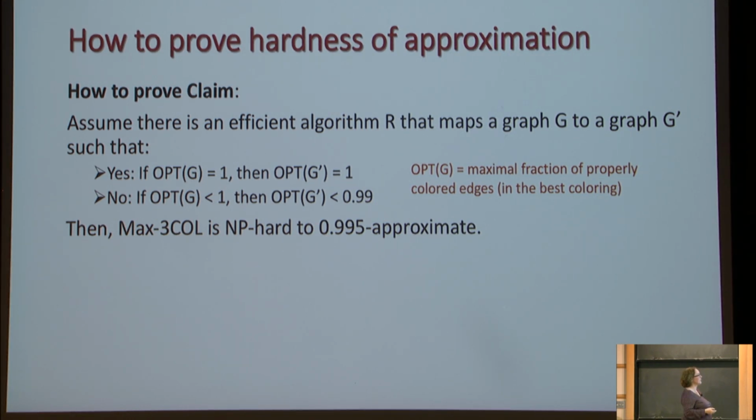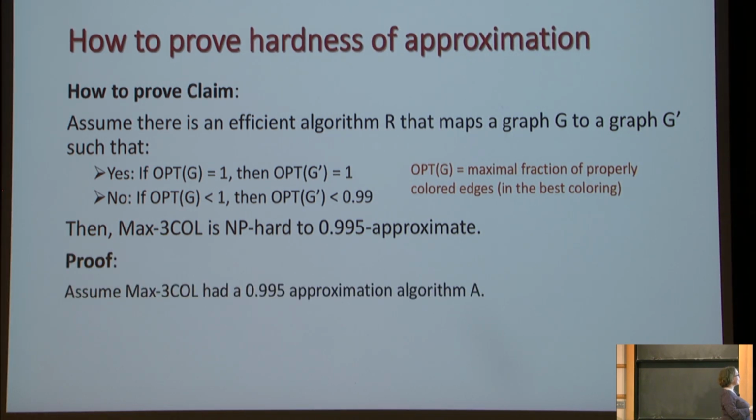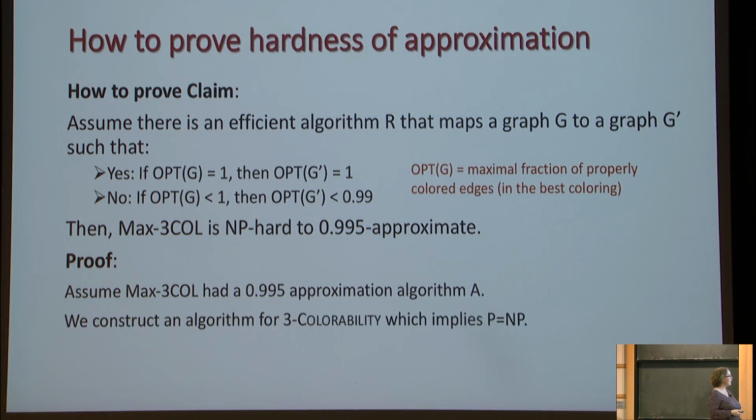Okay. Why is this correct? This is very easy. Let me just show the proof. Suppose you did have an algorithm that approximates max 3-coloring to within this factor. What does it mean to approximate? It means the algorithm outputs a value that's within this factor of the correct value. Right? So suppose you had that, then we can have an algorithm for 3-colorability, which is NP-hard. We're not supposed to have such an algorithm.